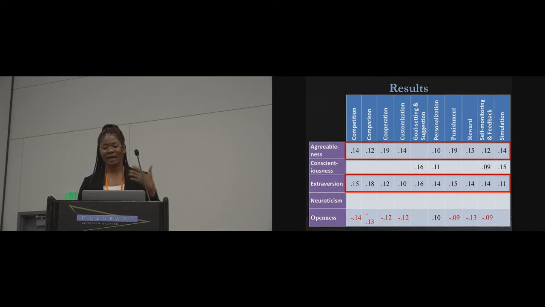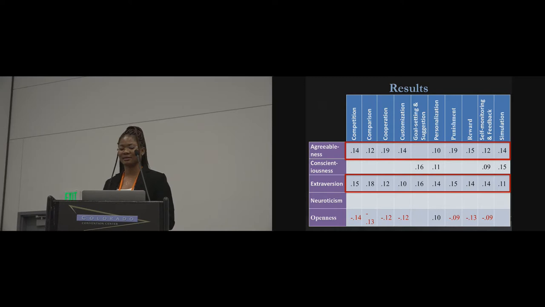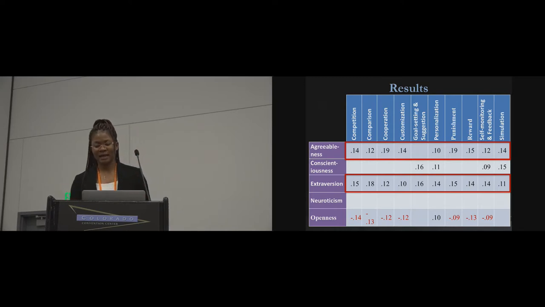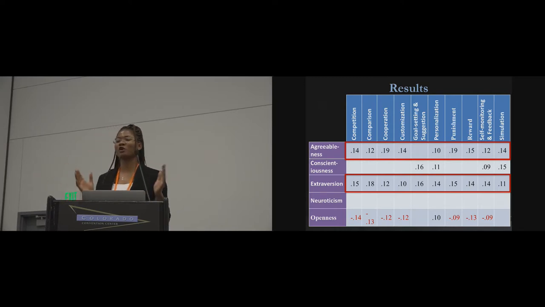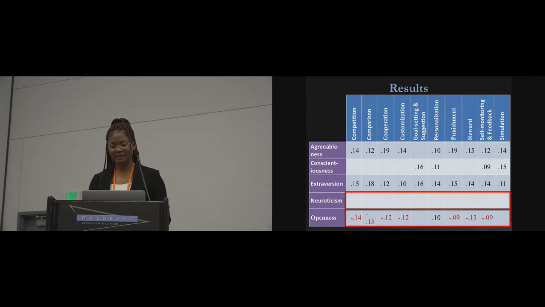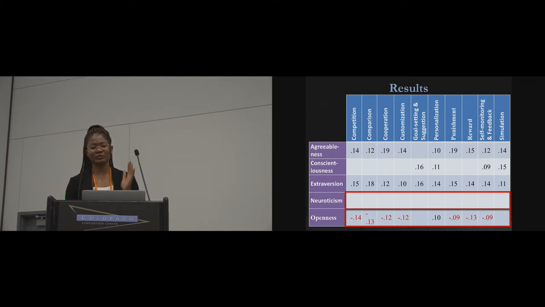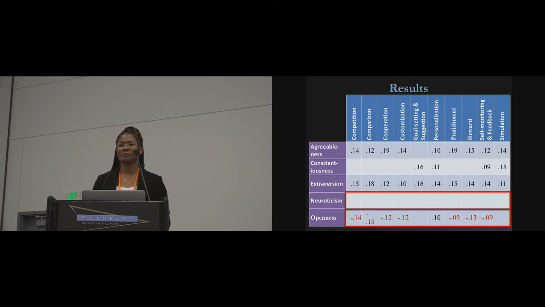In general, extroversion and agreeableness are matched as the personality types that are most responsive to the persuasive strategies overall. Extroversion is positively associated with all the strategies, while agreeableness is positively associated with all except goal setting. On the other hand, openness and neuroticism emerged as the least responsive personality traits, with openness being negatively associated with most of the strategies, while neuroticism shows no significant relation with any of the strategies.